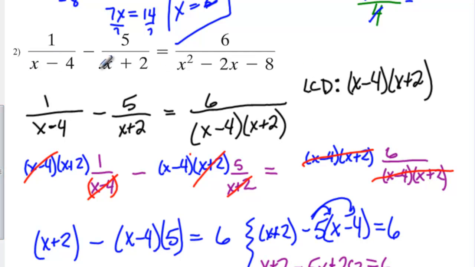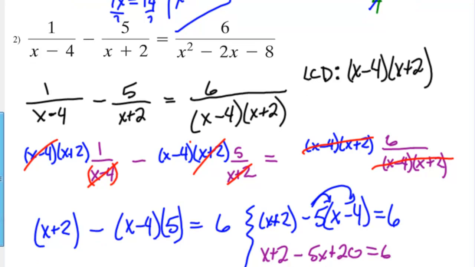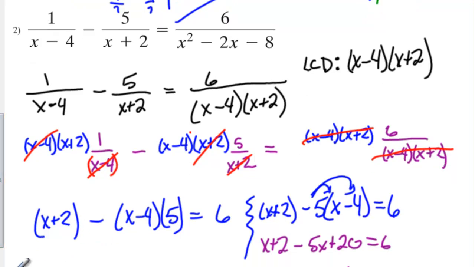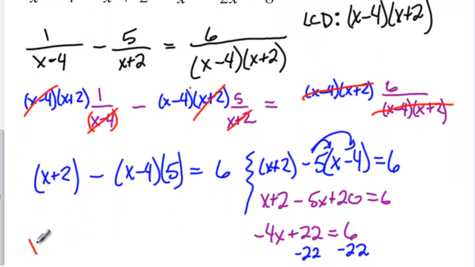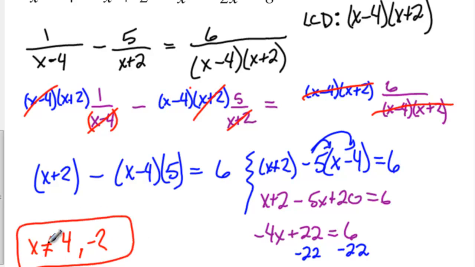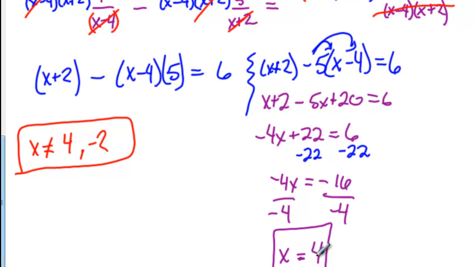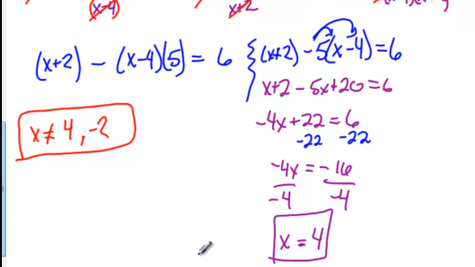On this one, what do I know x cannot be? Well, I know the denominator can't be 0. So x cannot be 4 or negative 2. Well, we just went through all this and said that x is 4. So what's my answer? No solution.